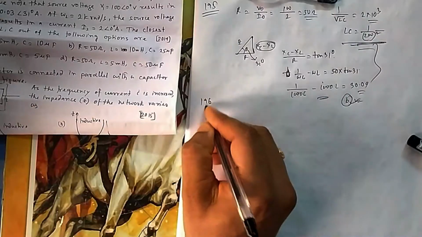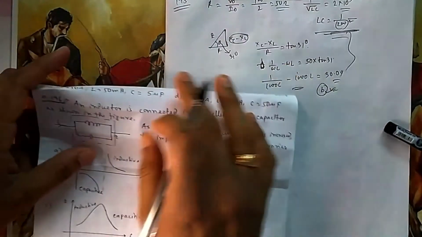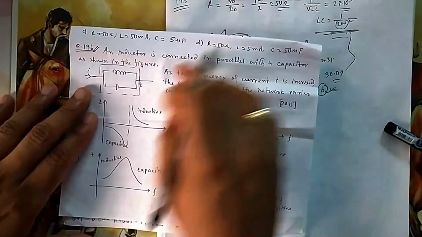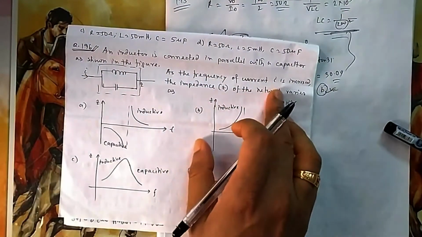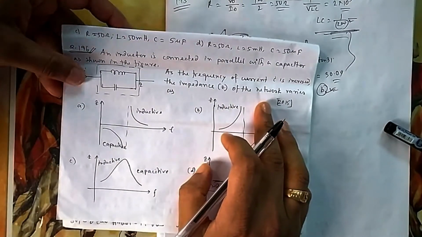Question number 196. So in 196, what they are asking: the inductor is connected in parallel with the capacitor as shown in the figure. As the frequency of the current I is increased, what happens to the impedance Z of the circuit network? Now what will be the impedance Z of this circuit?